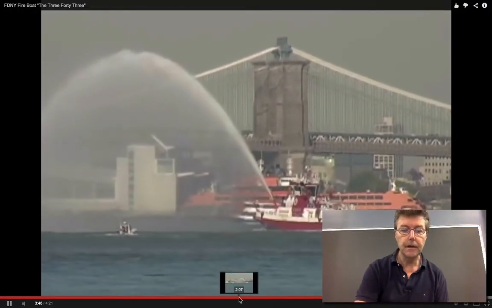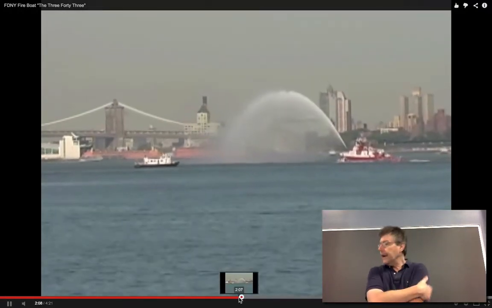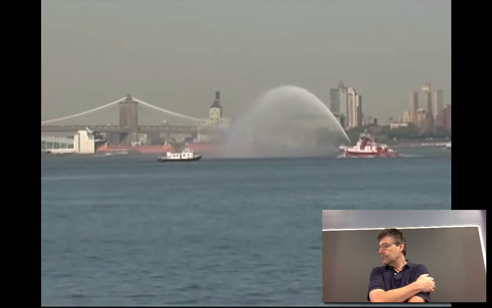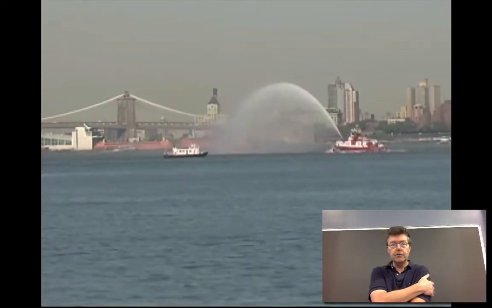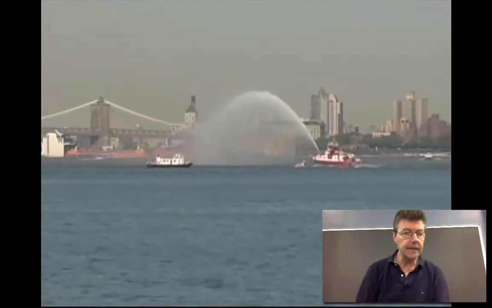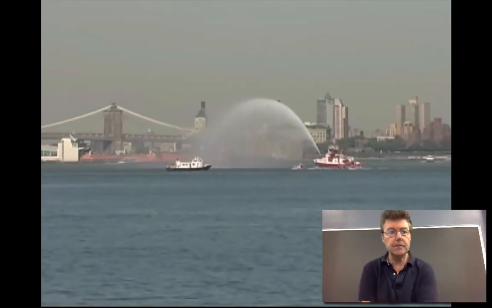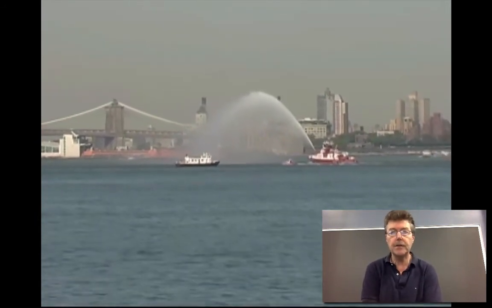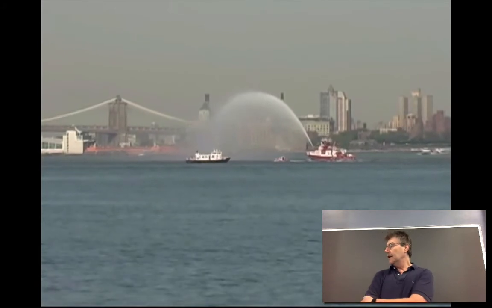Well, playing in the background, we've had this view of the fireboat. I guess that's Brooklyn Bridge in the background, it looks like Brooklyn Bridge anyway, so we know exactly where that is.